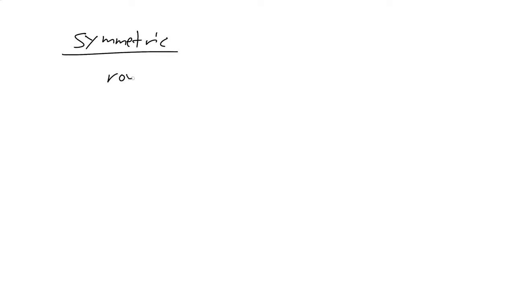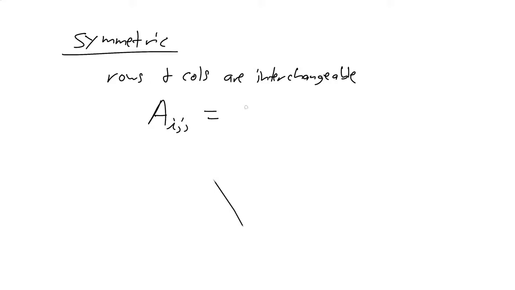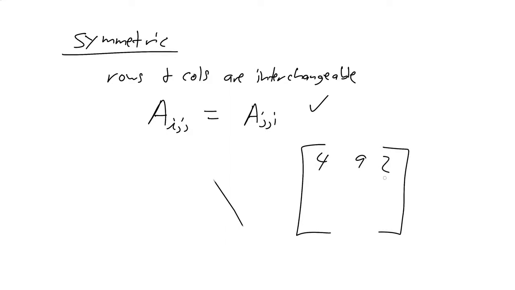Next one, a symmetric matrix is one where the rows and the columns are interchangeable, meaning you get the same matrix if you do that. Another way to look at it is if you have a matrix A, if Aij is always the same as Aji, then it is symmetric. So let's look at an example here. Here's a matrix: 4, 9, 2, 9, 3, 7, 2, 7, 1. If you look at that matrix, you will discover that it does in fact have this property.